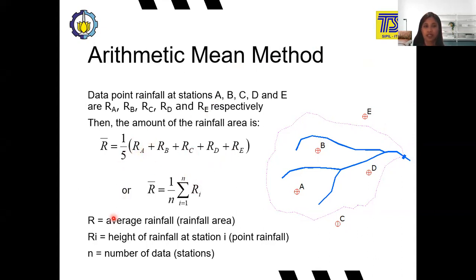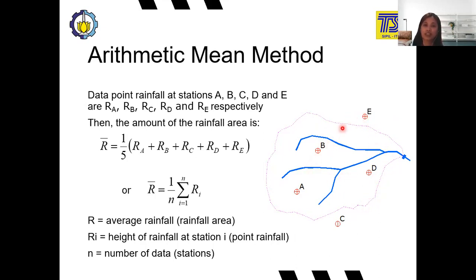And after that, we got the average rainfall. So this arithmetic mean method is so simple, but it's not that accurate. So I think there will be constraints in using this equation. For example, if you have an area with different distance between the stations. For example, not like in this picture.